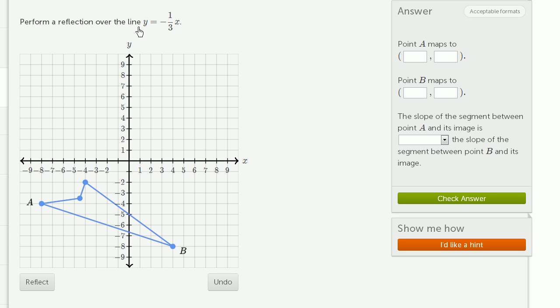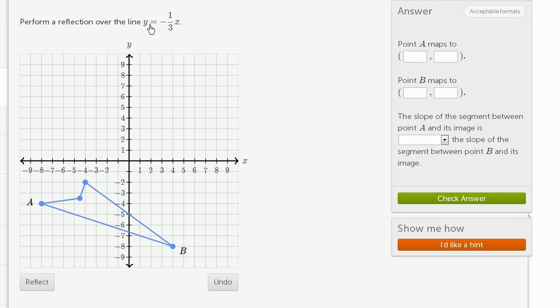Perform a reflection over the line y is equal to negative 1/3 x. And then they want us to figure out what these different points map to on the reflection. And then they ask us the slope of the segment between point A and its image is blank the slope of the segment between point B and its image. So let's just think about this step by step.